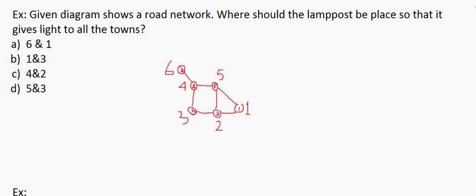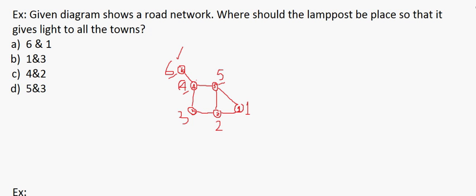Given the diagram of the road network, where should the lamppost be placed so that it gives light to all the towns? So there are a few options, and this is the diagram which is given, right? So 1, 2, 3, 4, 5 and 6. If we place, let's see without looking at the options, can we solve it? If we place a lamppost at 6, it is connected to 4 only, right? So it would give light to 4. So we cannot place lamppost at 6 and 1, right? We have to place lampposts at, let's say, 1, it would light up 2 and 4, right? Now we are left with 3, 4, 6.